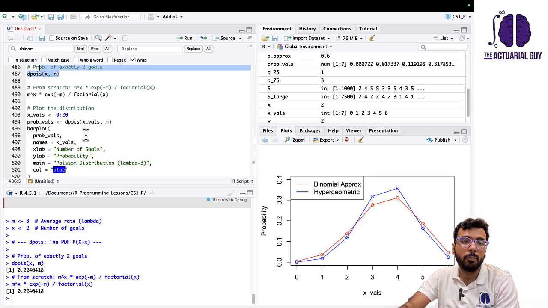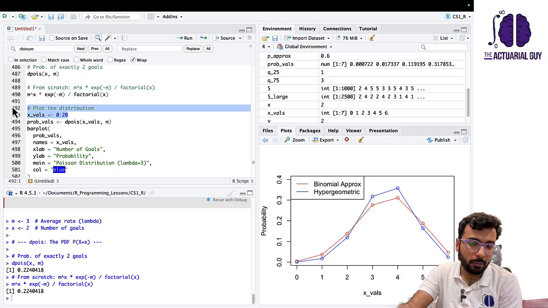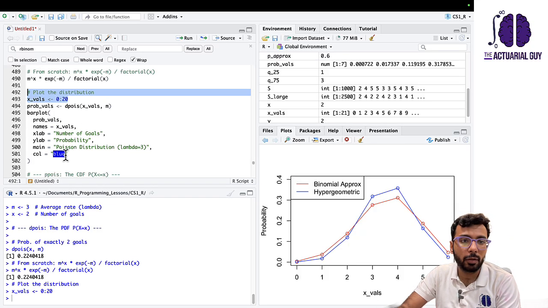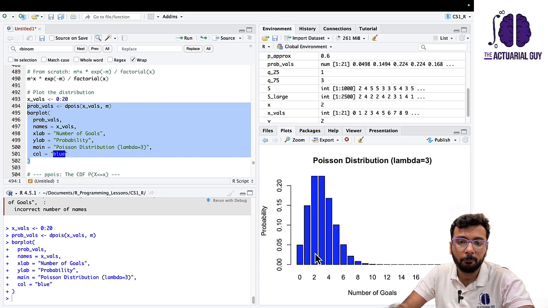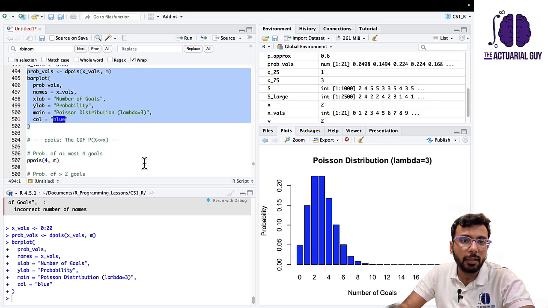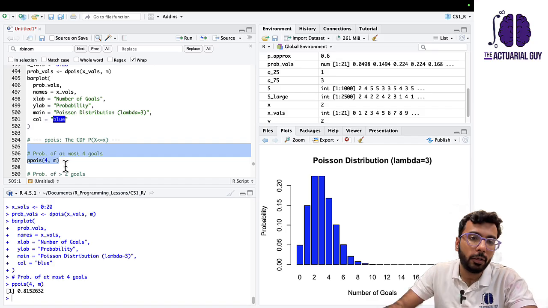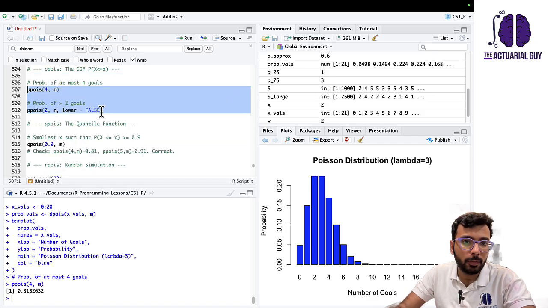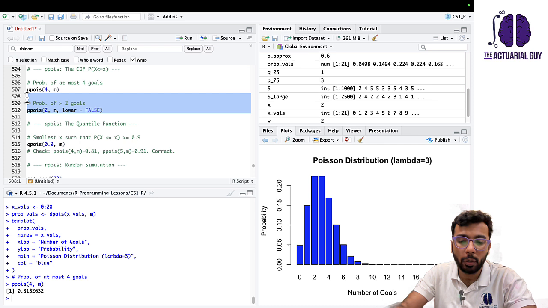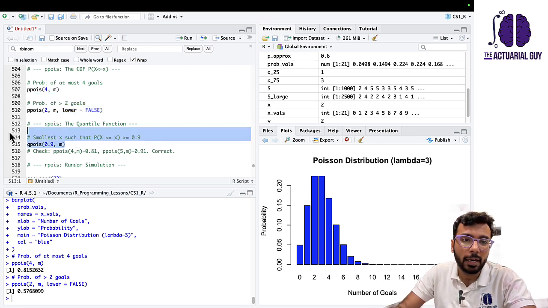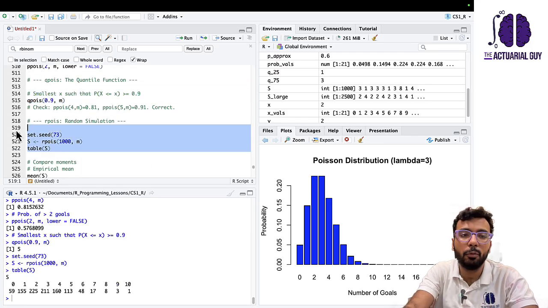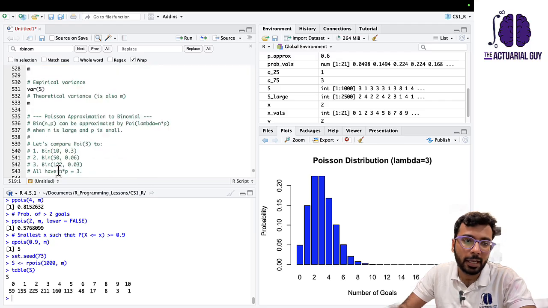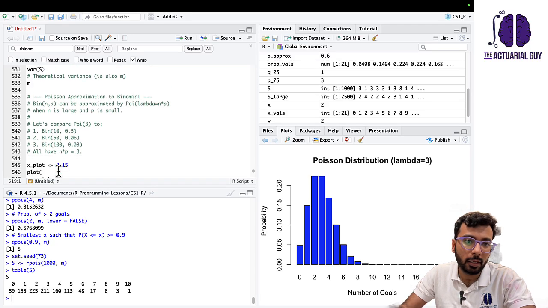Now, obviously, you can put in a vector instead of a single value, and you can plot it using the bar plot, right? So this is your bar plot, with all of these parameters going in. Then you use ppois in order to get the probability of less than or equal to 4 goals. If you set the argument lower.tail to FALSE in ppois, you get the greater-than probability. If you want to get the quantiles, the 90th percentile is 5. You can set seed and simulate. You can compare the theoretical mean with the actual mean. So all of that stuff you can do, nothing new here.